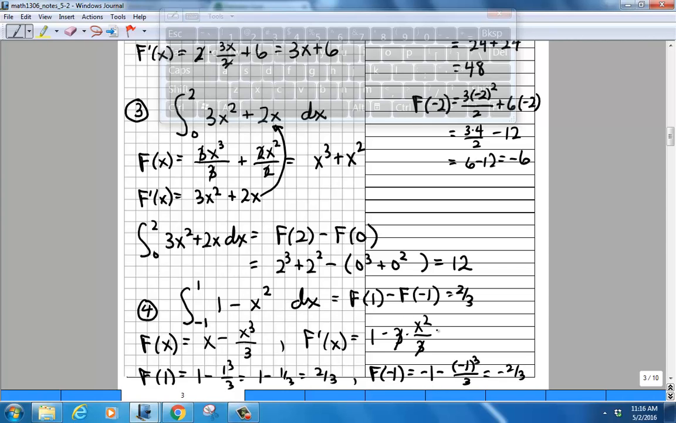All right. And so altogether here, I've got 2/3 minus a -2/3. You're subtracting off because you've got a subtraction as part of the formula, and this F of -1 is -2/3. So you end up with 2/3 plus 2/3, which is +4/3. So it looks like the area under this curve from -1 to 1 is exactly +4/3.